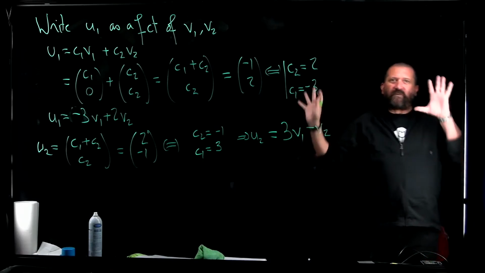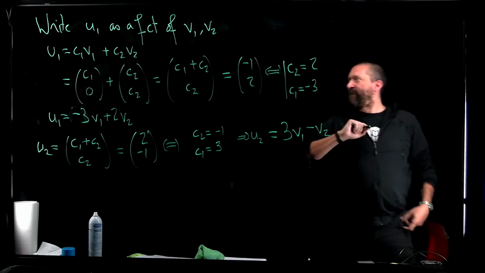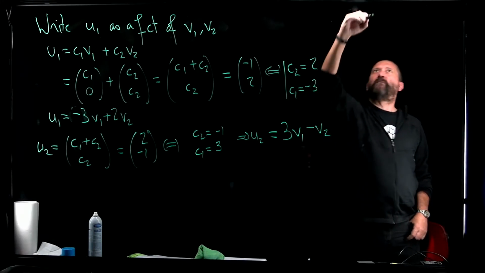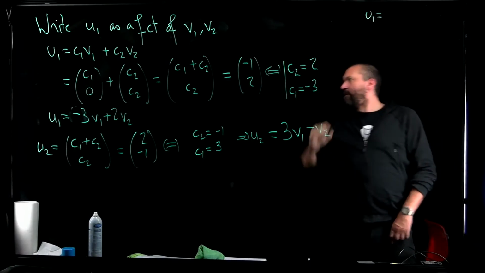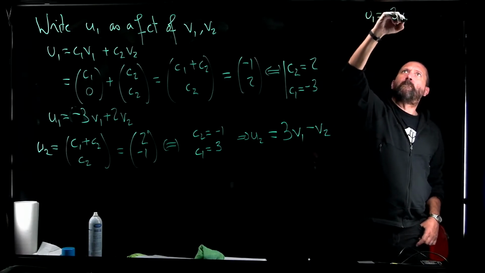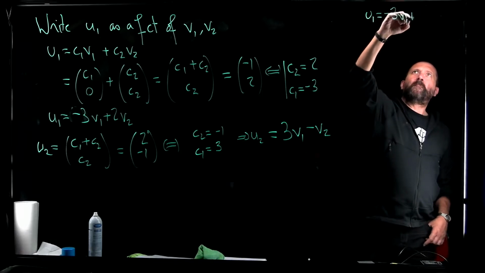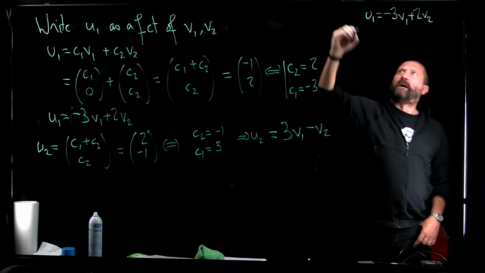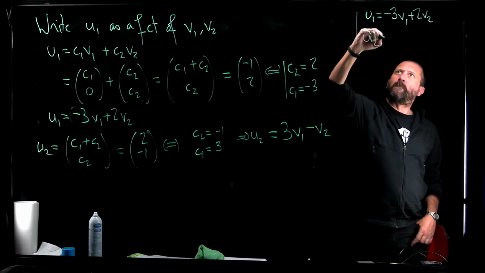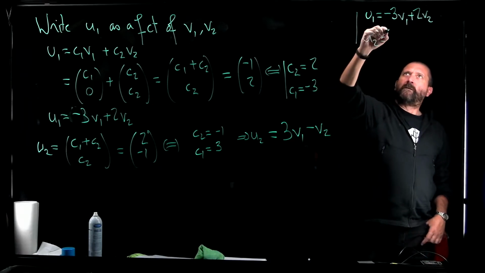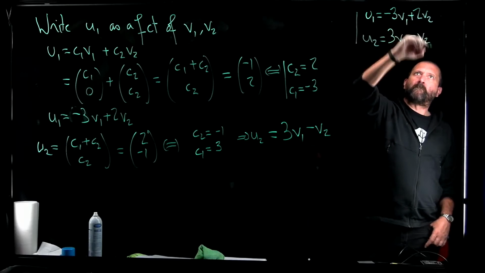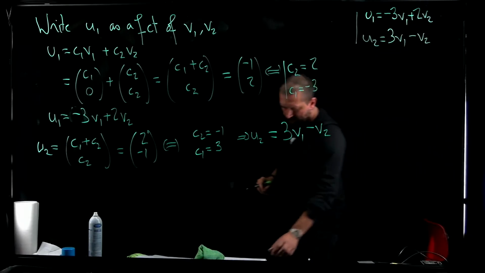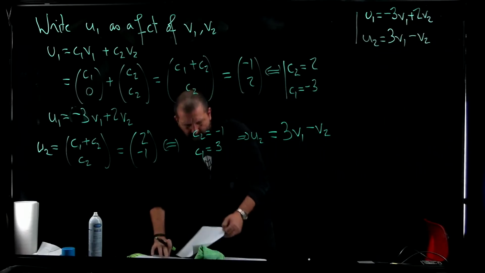Okay, so just to store things away, let's put it here somewhere out of view. u1 is -3 v1 plus 2 v2, and u2 is 3 v1 minus v2. Okay?